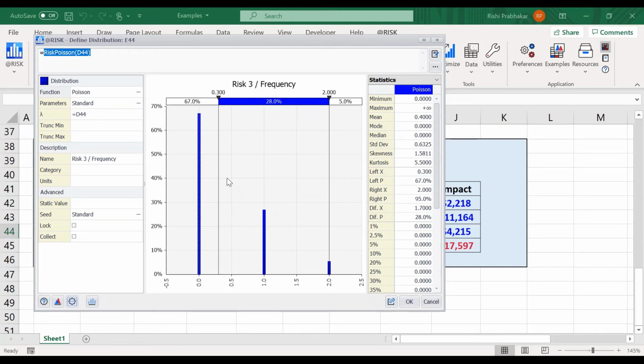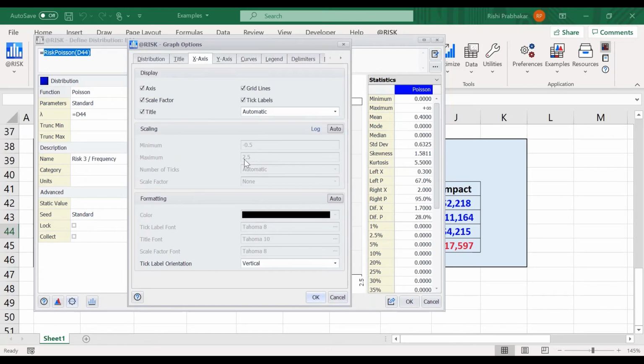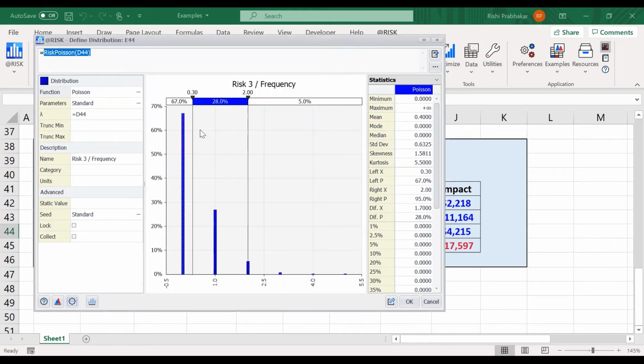if I just change my x-axis here just to make it a little bit easier to see, let's go out to, say that's a 5. So it could be 0 or 1 or 2 or 3 or 4 or 5, but they're really, really unlikely, as you can see. Why are they so unlikely? Because I said the average was 0.4.